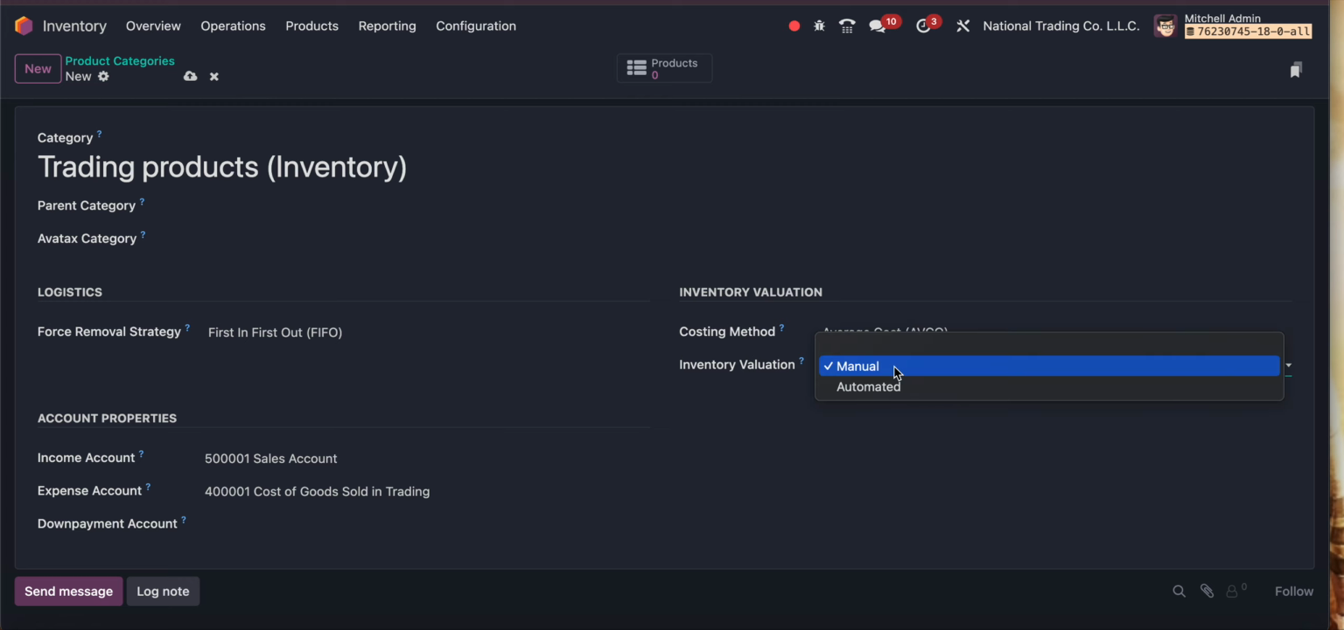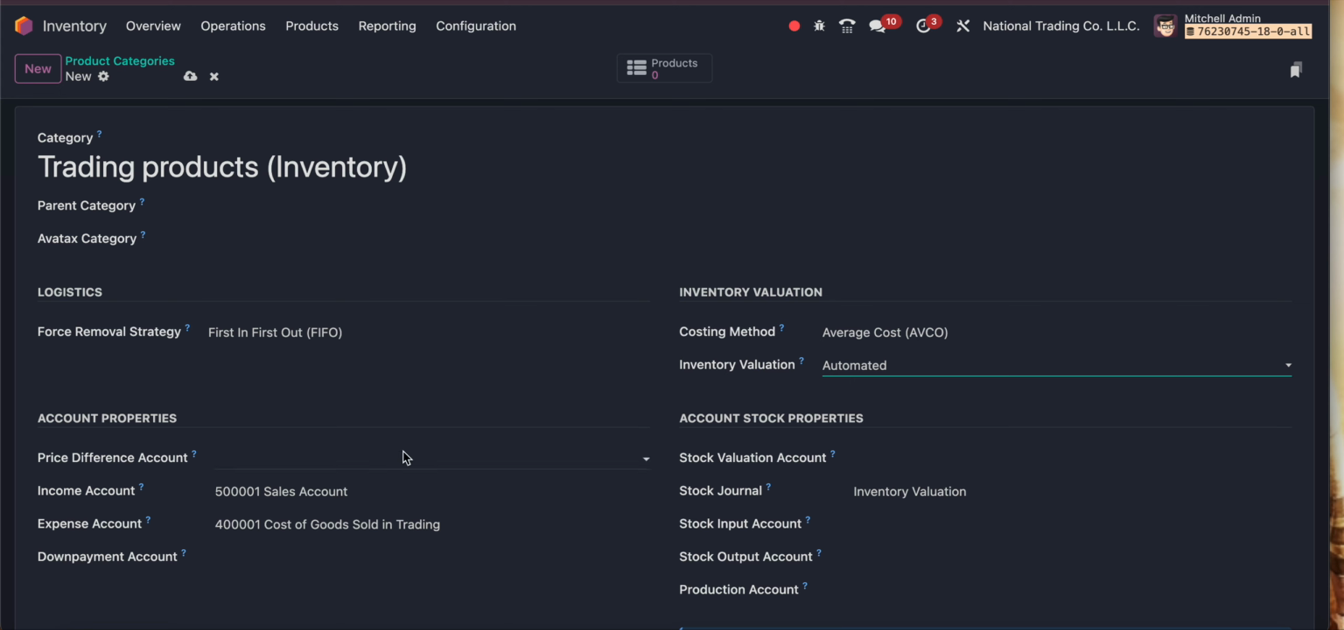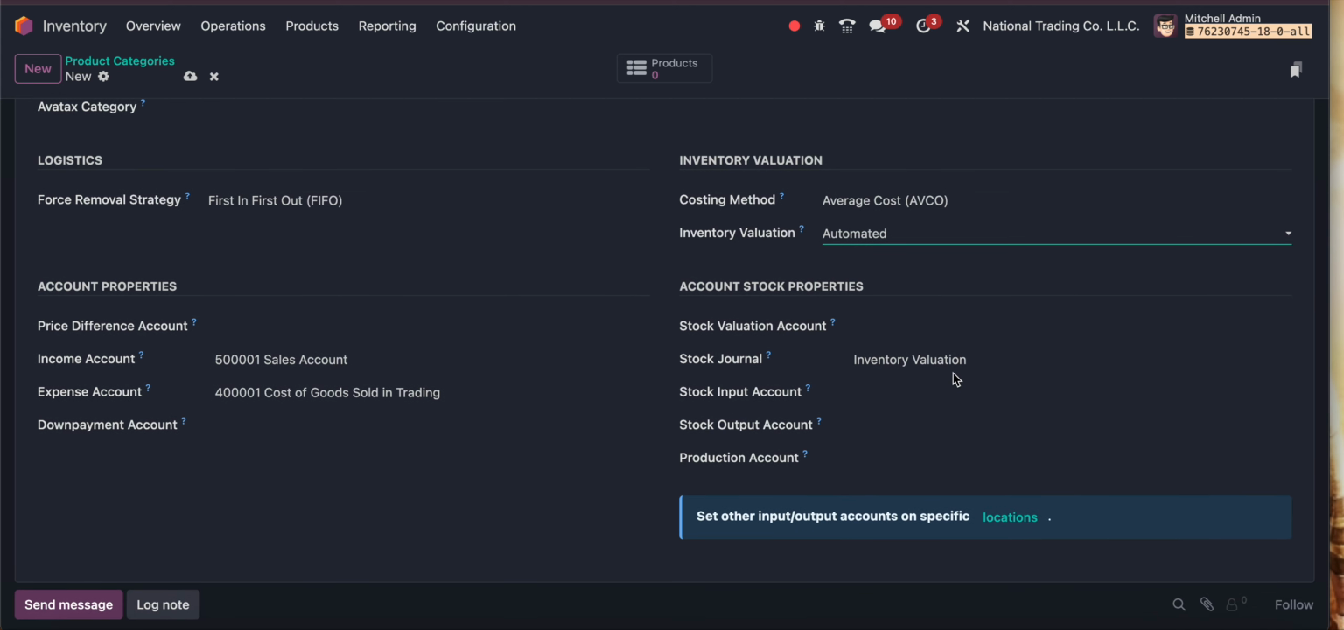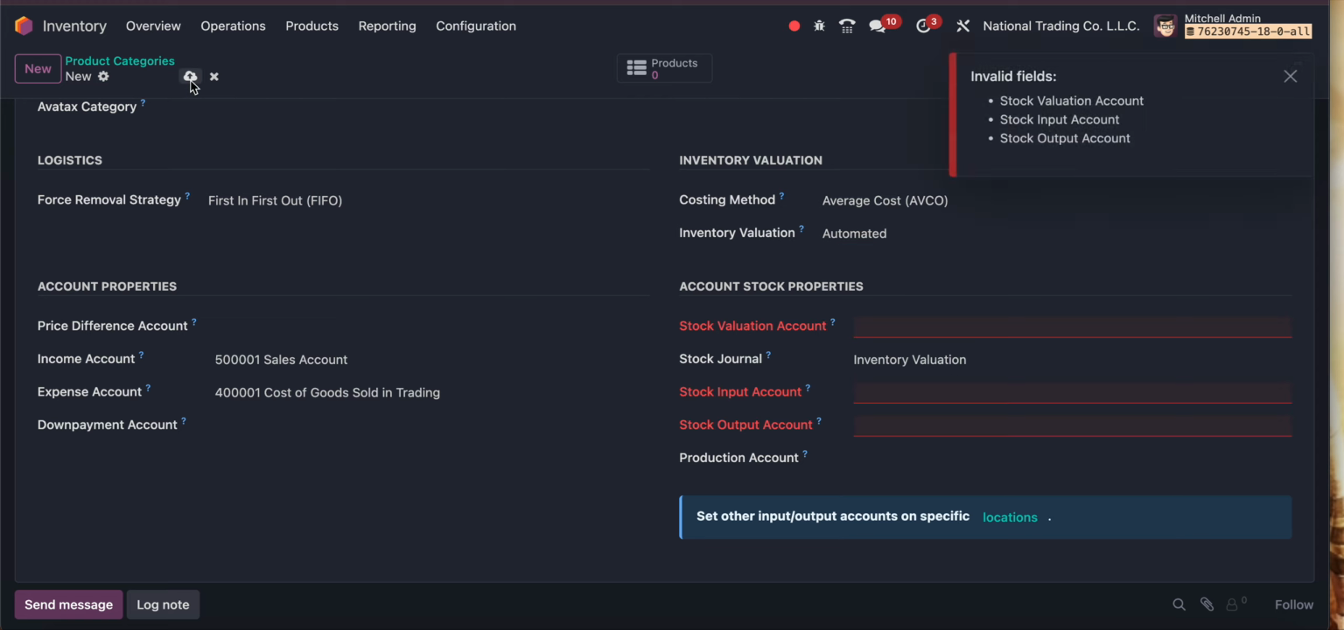And to support that automatic recalculation of the unit cost, you need to enable the inventory valuation as automated, so that more fields appear on your screen, and you need to map all of them. I mean, you need to fill all of them because all of them are mandatory fields. So the next thing you have to do is income account. That is one of the mandatory fields in a product category configuration activity.